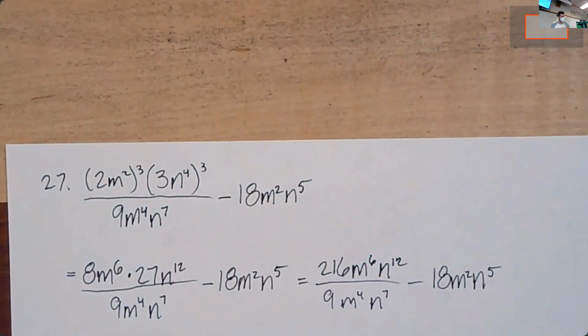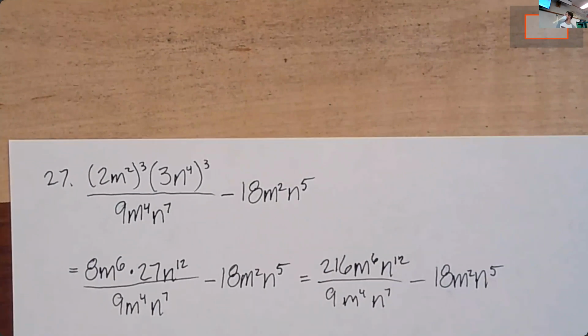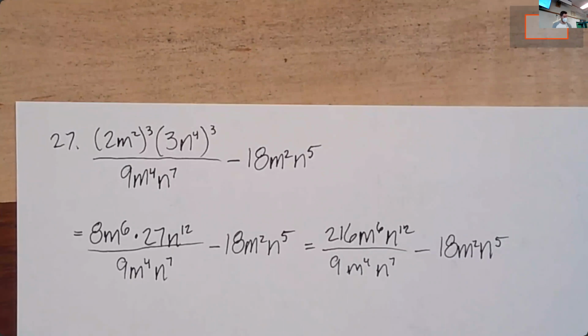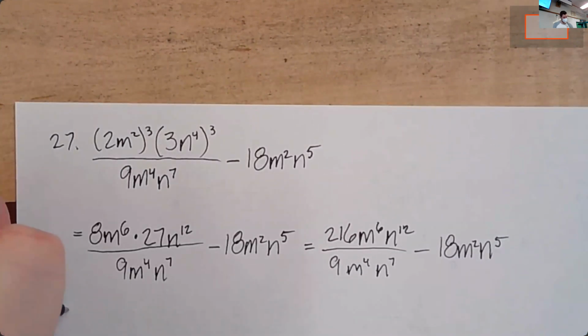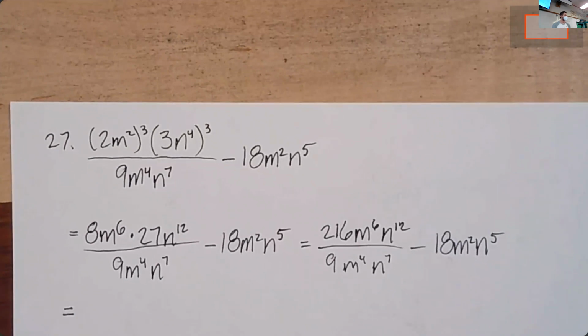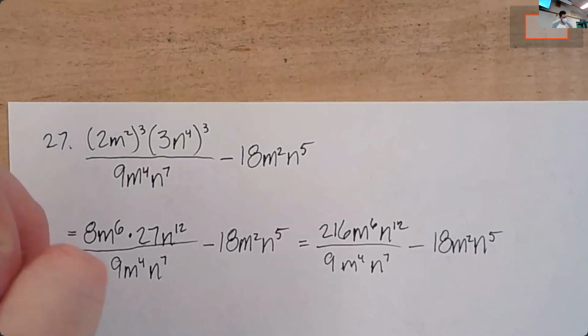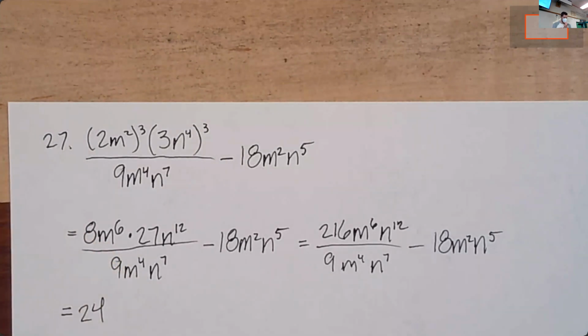So power rule first, product rule second. The next step is going to condense it quite a bit because the quotient rule will make this quite a bit smaller. So we're going to have 216 divided by 9. What is 216 divided by 9? 24. All right, so 24. And I'm going to guess that we're going to end up with m to the 2nd, n to the 5th, kind of based on what we've been looking at so far.